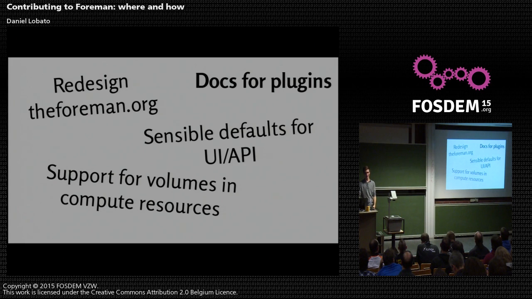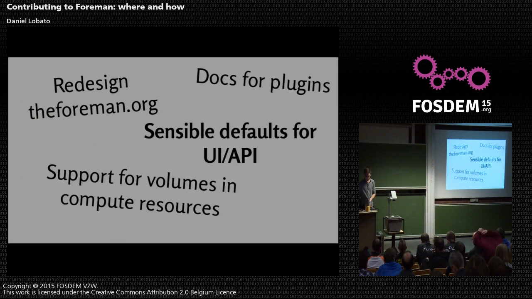Then docs for plugins. If you're using some plugin really heavily, like Discovery, which has its own docs now, or Foreman Salt, for instance, you might want to write about how you make Foreman work with Salt, things that would be reasonable to do with the plugin and things that are not. Maybe file some issues, mentioning the things that you'd like to see in the plugin in the future. The Foreman UI and the API right now, I think, are a little cryptic. It doesn't give you good defaults if you want to create a new host or any object.